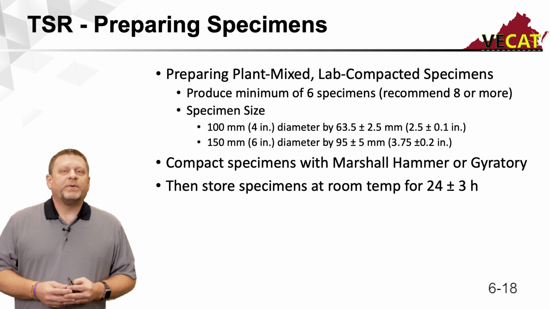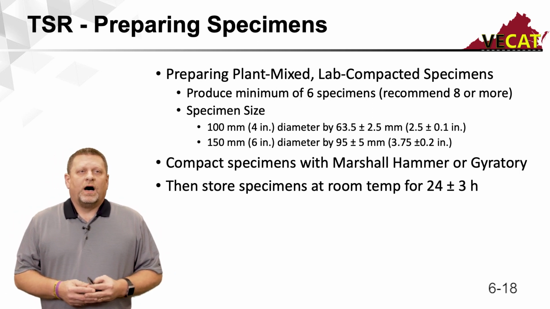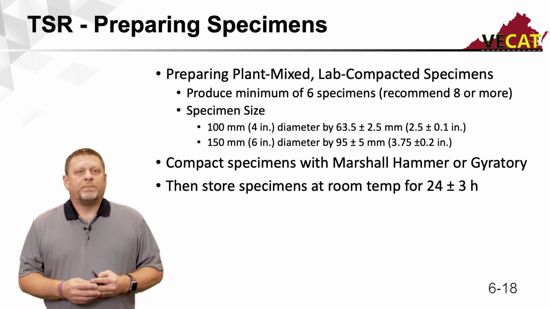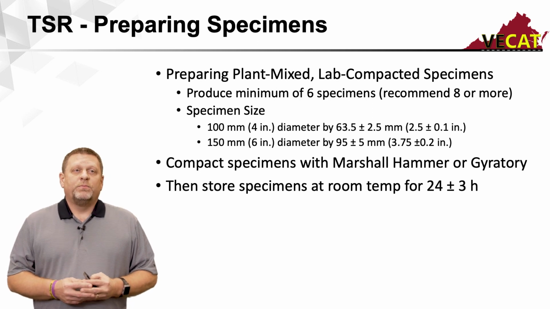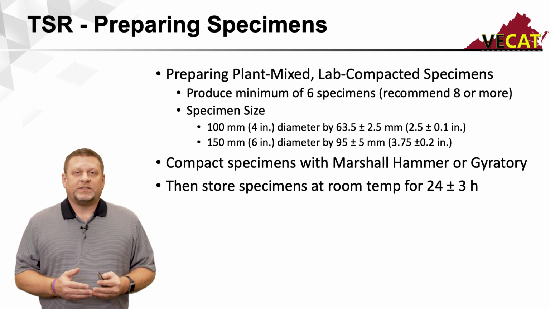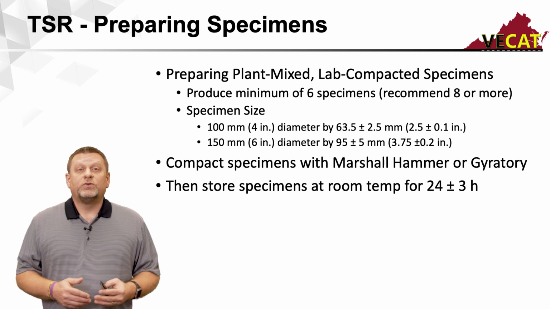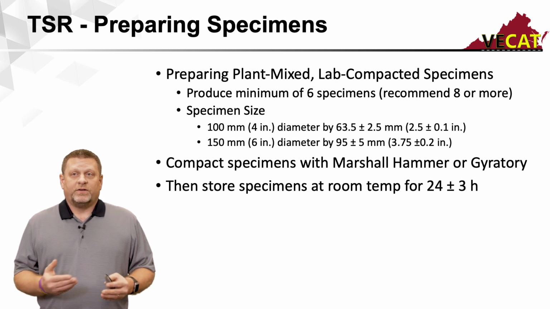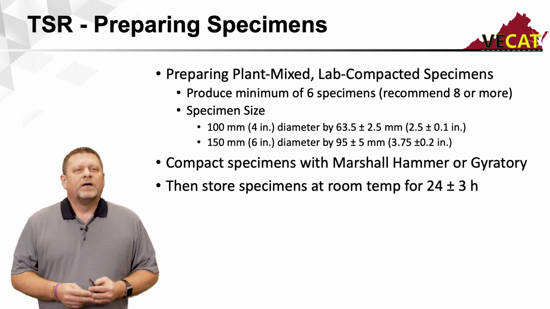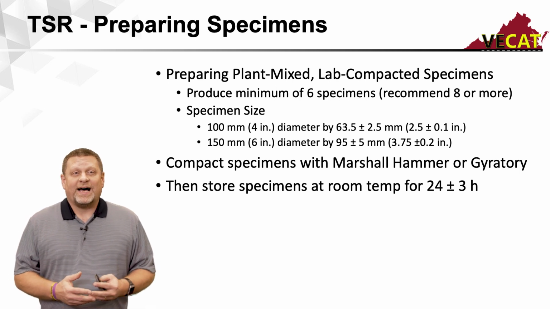So to prepare our specimens for TSR, as we mentioned, this will be plant mixed lab compacted specimens, and you must produce a minimum of 6 specimens. We highly recommend you do a few more, 8 or even more than 8, and I'll explain why: some things can happen to specimens that you may have to have a backup. There are a couple specimen sizes you can use.